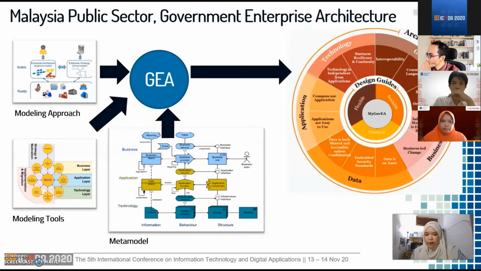Certainly, during the planning and implementation of government enterprise architecture, the modeling process becomes crucial. Modeling approaches and modeling tools such as ArchiMate and metamodel become important to visualize clear artifacts that can assist the organization to identify its various facets among the business, data, application, and information layers to achieve the organizational goals and objectives.